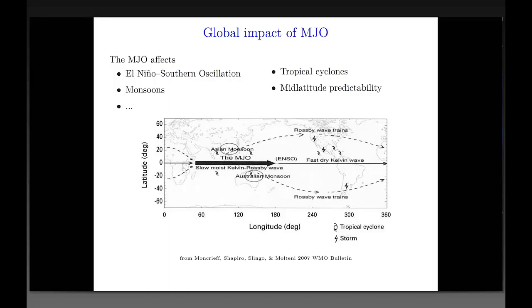This is going to be a key point that will come up when we design our MJO model later on. Okay, and there's some more motivation here. Why is the MJO so important? It has a global impact on lots of different climate processes. Some tropical processes like El Nino and monsoons and tropical cyclones, but also it can have an effect on mid-latitude predictability and some mid-latitude storm events. And this comes from some teleconnections between the tropics and the extratropics, where the MJO can interact with barotropic Rossby waves and have an impact in the mid-latitudes as well.